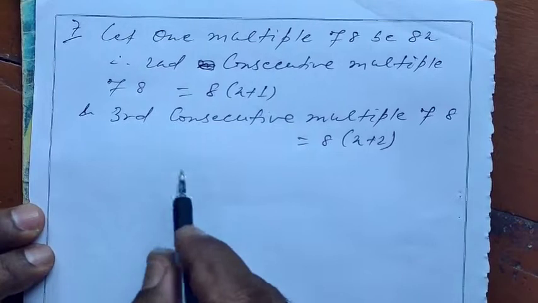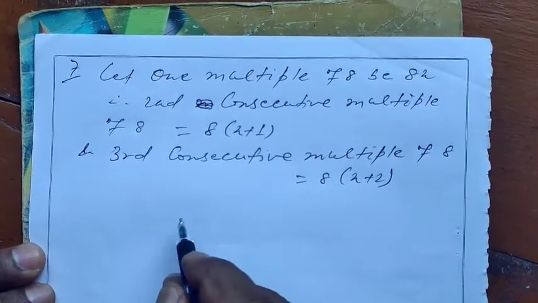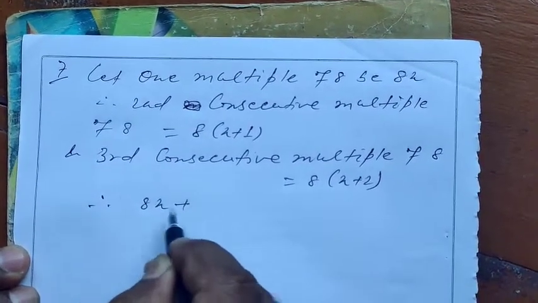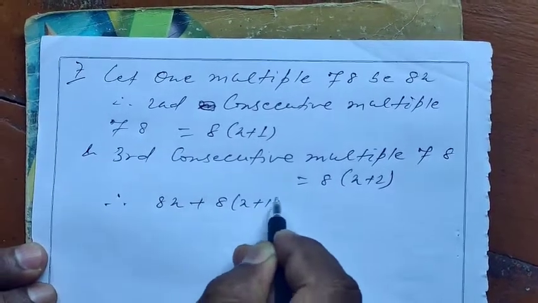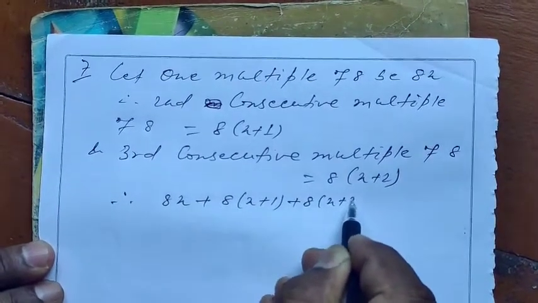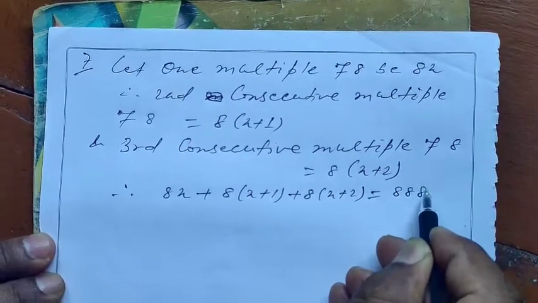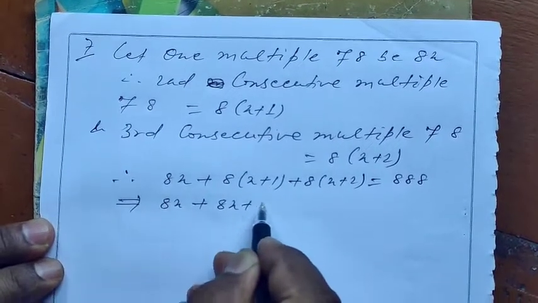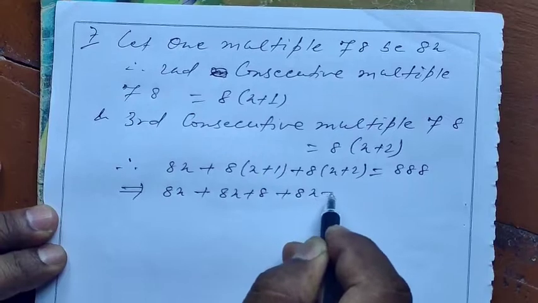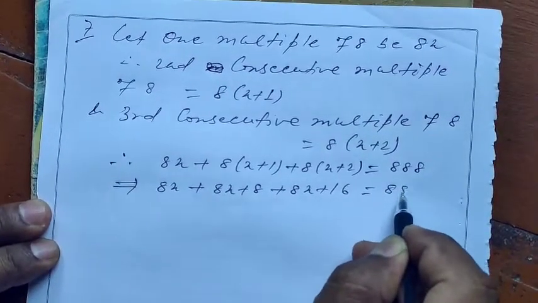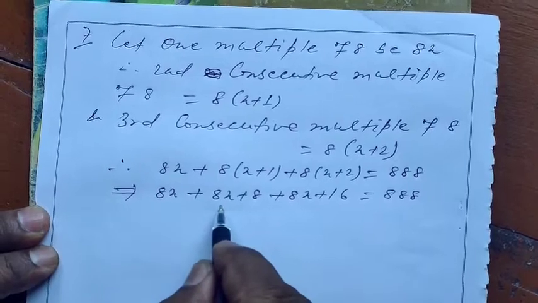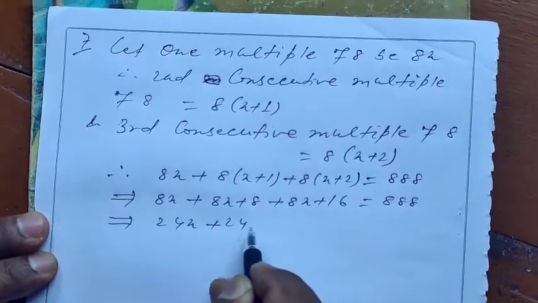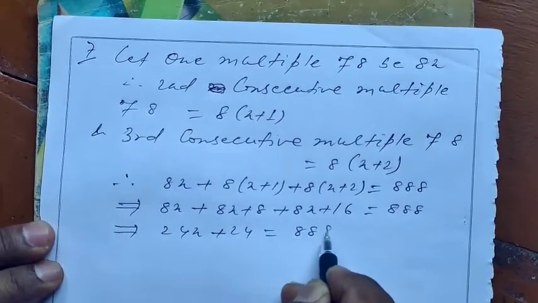Now, according to your question, the sum of these three multiples of 8 is equal to 888, and therefore 8x plus 8x plus 8 plus 8x plus 16 is equal to 888. 8x plus 8x plus 8x is 24x, so 24x plus 24 is equal to 888.